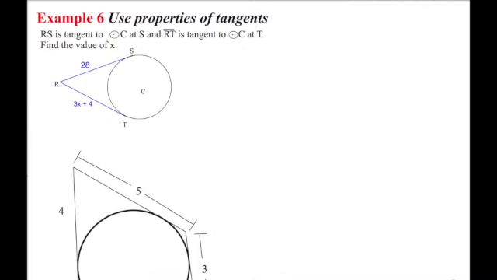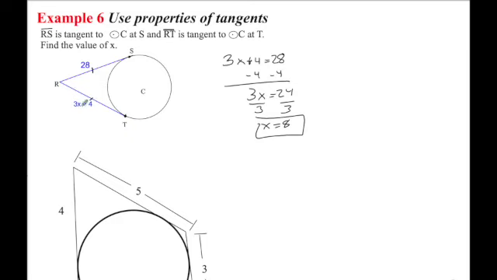In this first case, we're just going to write an equation that we could use to solve for x. So these are two tangent segments. Find the value of x. So we know that these are both tangent at S and T, and therefore this is congruent to this. So go ahead and write an equation and solve for x. So x should equal 8. You could plug it in here and double check. 3 times 8 is 24 plus 4 is 28.